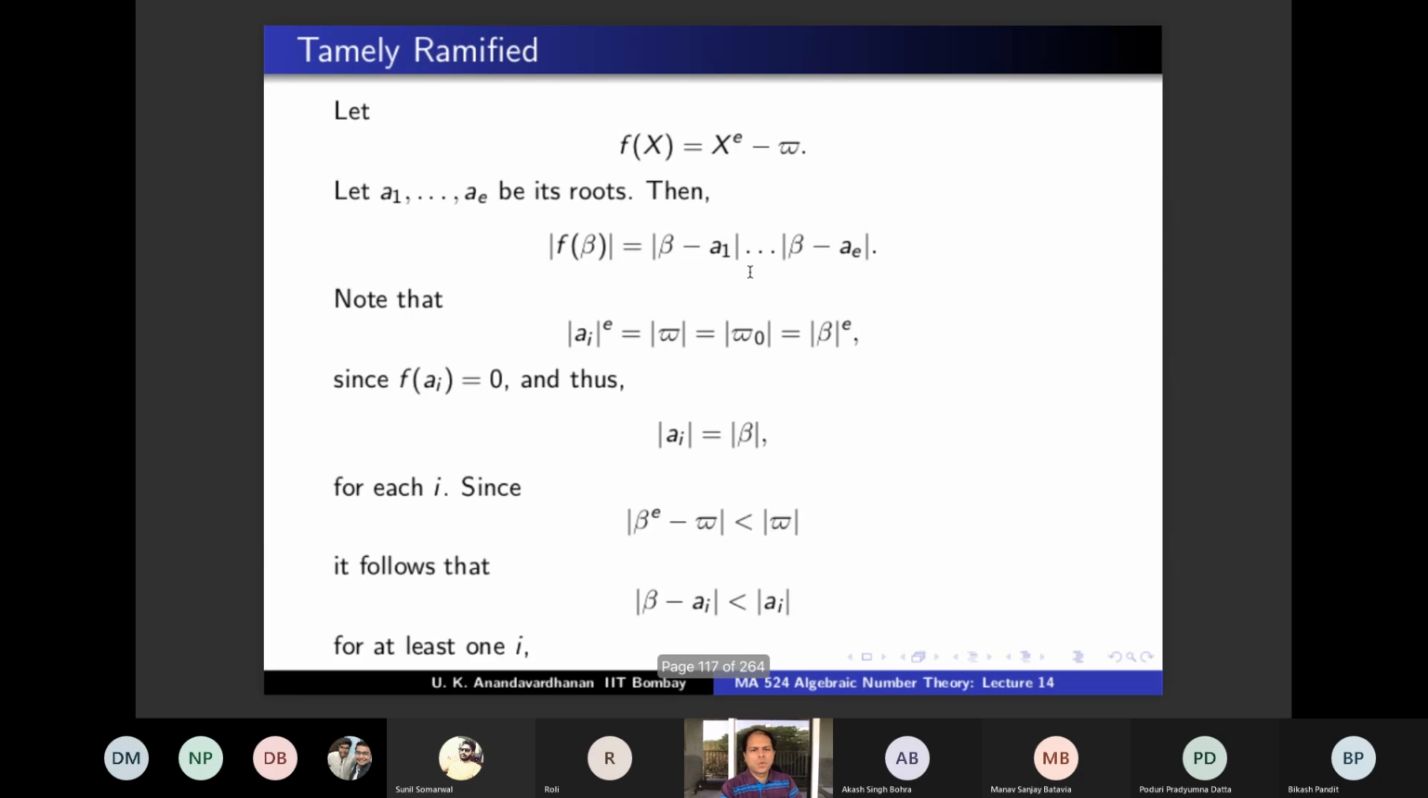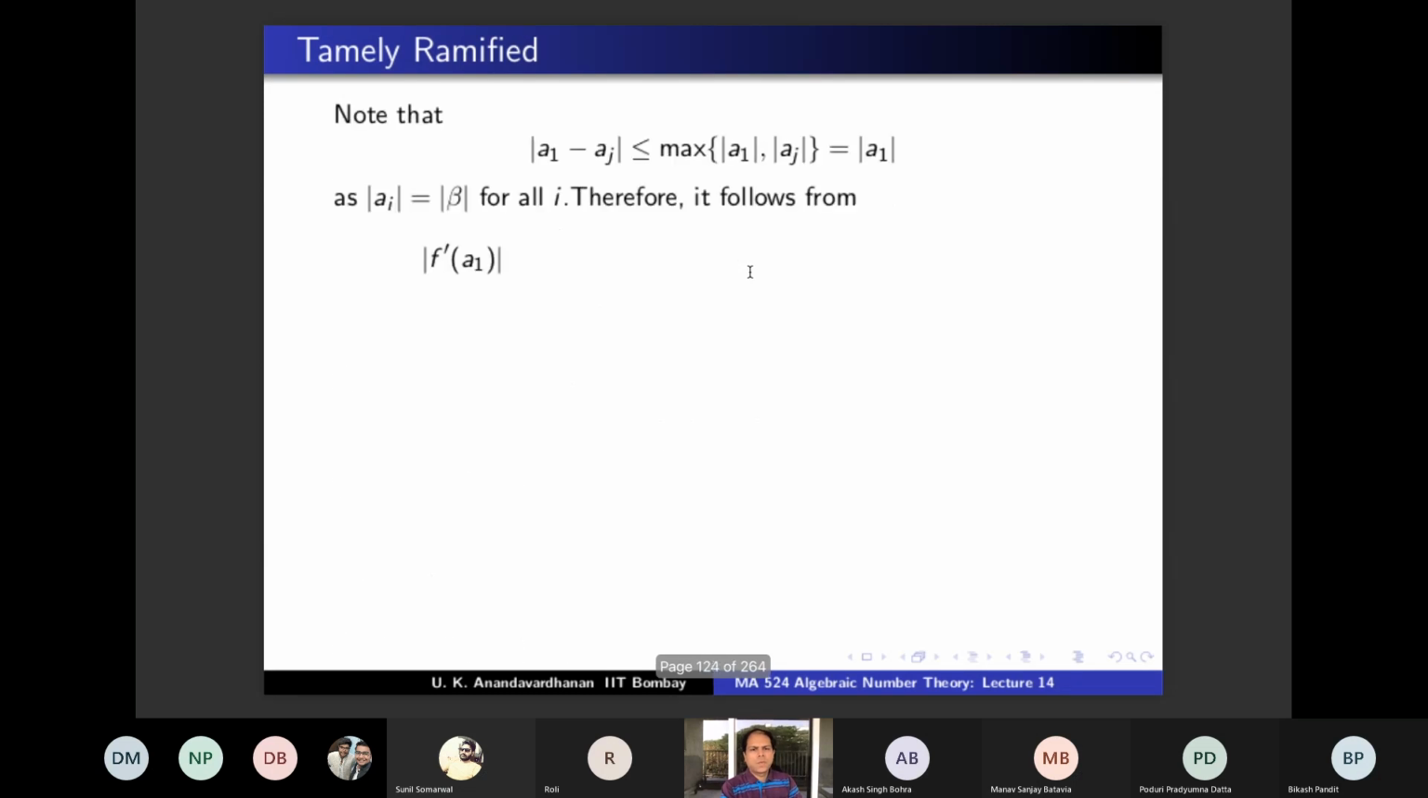So from this, mod E is 1. So this is mod A1 power E minus 1. On the other hand, this is the same as A1 minus A2 etc. A1 minus AE, because all the AIs are the roots. So f prime A1 is, on the other hand, equal to this. So what can you conclude?